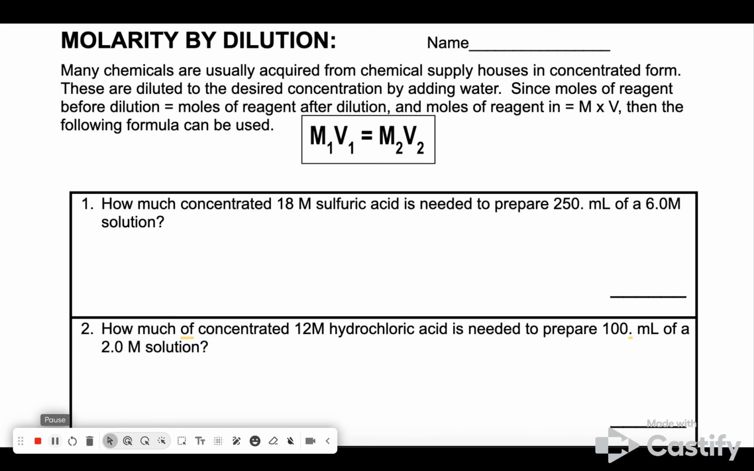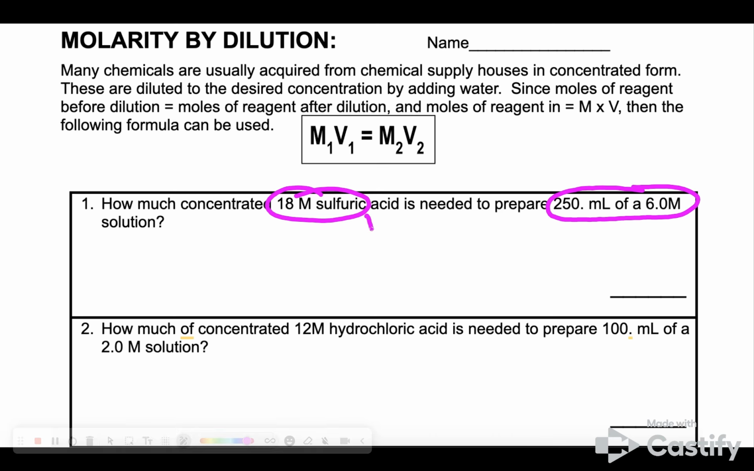And here's our last calculation we worked on. So looking at this here, our equation is at the very top that we're going to be using. So it's the M1V1 equals M2V2. This is the dilution one. So how much concentrated 18 molar sulfuric acid is needed to prepare 250 of a 6 molar? So again, the 18 is by itself, that's my 1. These ones are together, so this is the 2's.